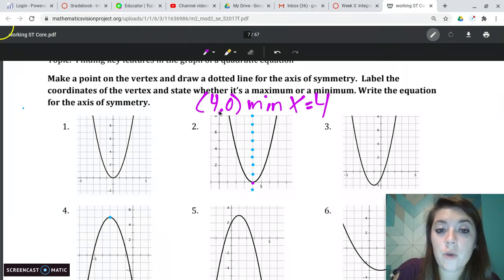So make sure you have your vertex. You have whether it's a minimum or maximum. You have the equation for the axis of symmetry. You have your vertex marked, and you have your dotted axis of symmetry line. There's a lot of parts to this. If you don't have them all, I'm going to mark you wrong. So make sure you have all the parts.